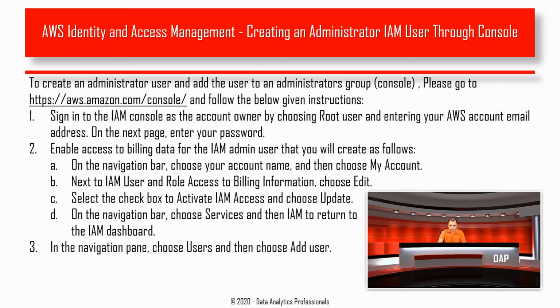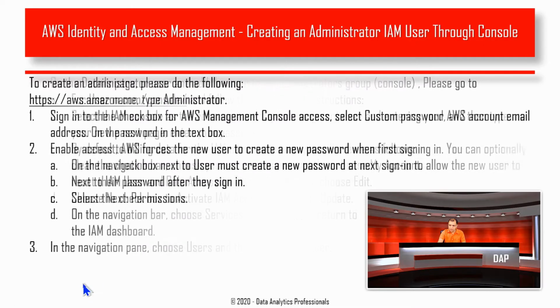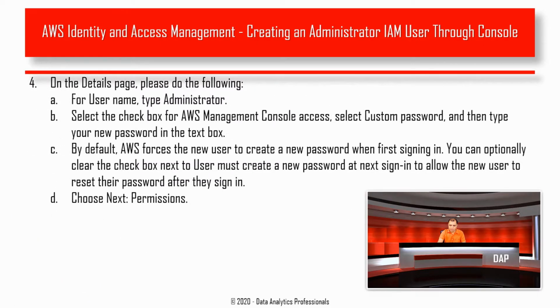So basically, where we are, we have done all this. If you see, the next lecture says on the detail page, please do the following: for username, type administrator. That's what I have done. Then 4B is to select the checkbox for AWS management console access and select custom password, and type your new password in the text box. That's what I have done.